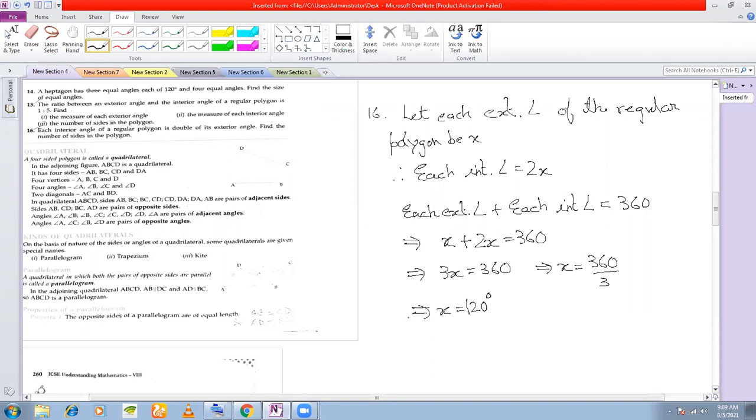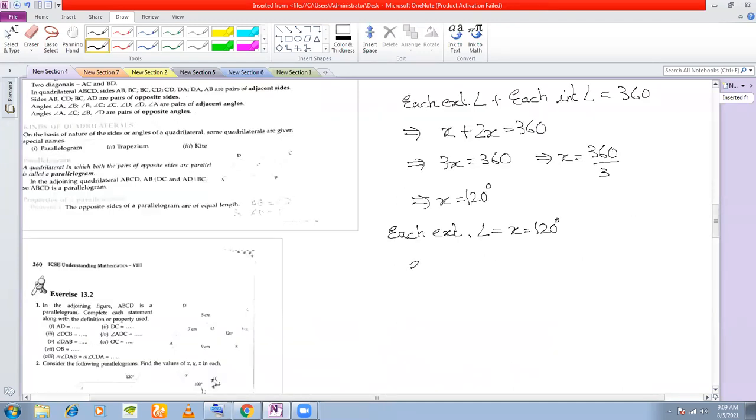Now the question here is not to find out the exterior angle, not to find out the interior angle. The question here is to find out the number of sides. And what is the relation between number of sides and an exterior angle? So we only find out exterior angle. What is each exterior angle? Each exterior angle we have taken as x, which is equal to 120, right? And what is the relation between each exterior angle and number of sides? Each exterior angle is equal to 360 divided by n, right?